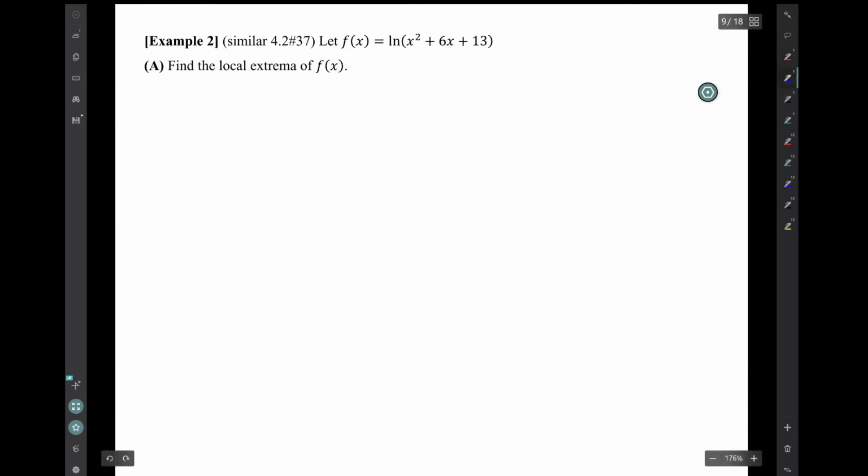Example 2 is similar to 4.2 number 37. F of x is this complicated function. So we have to find the local extrema of f of x. So the strategy is find f prime, make a sign chart for f prime, and use the sign chart to find the x-coordinates of the local extrema, and then use the formula for f of x to find the y-coordinates of the local extrema. Hey, let's just copy that whole strategy from up above.